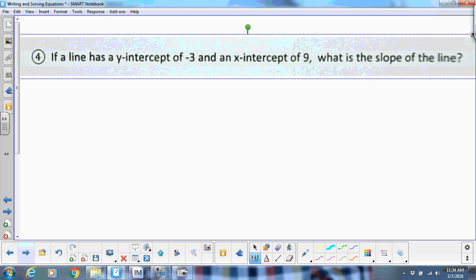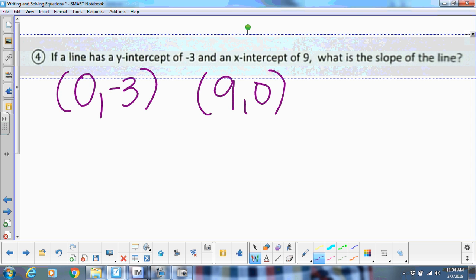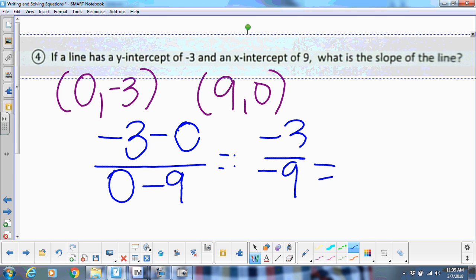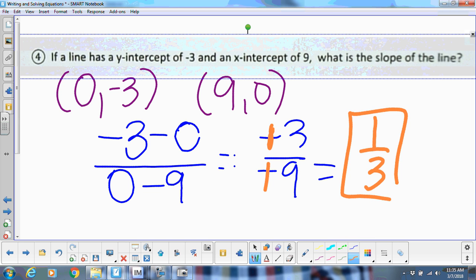All right, I'm going to skip now to number 4, okay, which is a little bit different. It has a y-intercept of negative 3 and an x-intercept of 9. So we're going to do the same thing here. We're just going to do our slope formula. Negative 3 minus 0 and 0 minus 9, which gives me negative 3 over negative 9. The first thing you're going to deal with right here is our two negatives turn into a positive, and then 3/9 is going to reduce to 1/3.